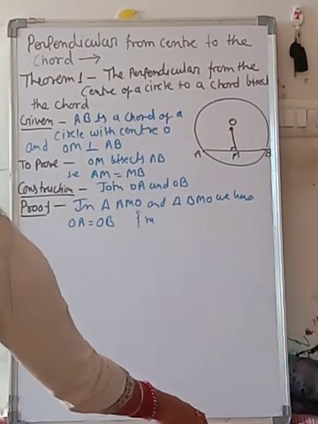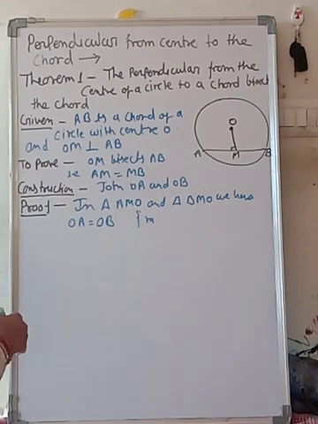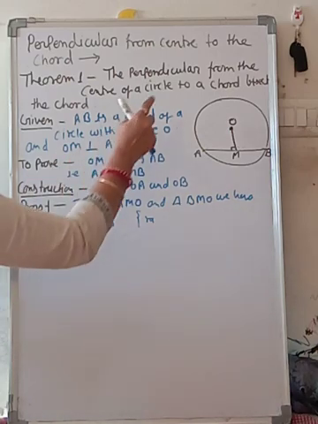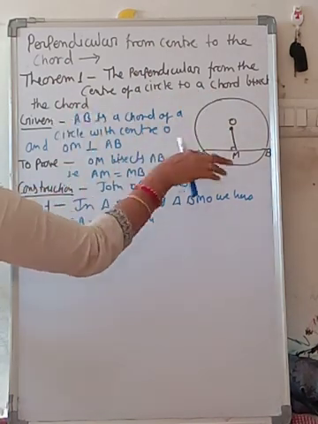Now students, our next topic is perpendicular from center to the chord. The first theorem is related to this. The perpendicular from the center of a circle to a chord bisects the chord.